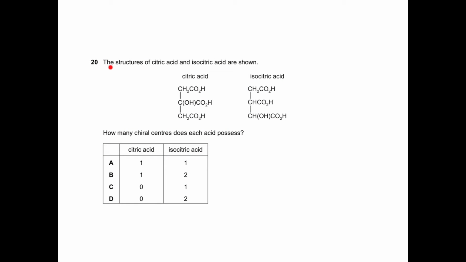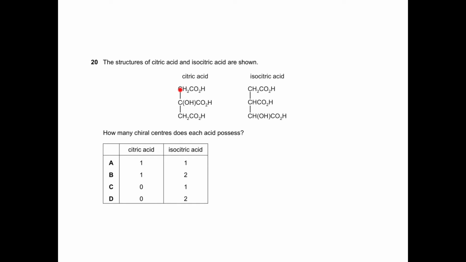Let us look at these questions. The structures of citric acid and isocitric acid are shown. So this is citric acid and this is isocitric acid. How many chiral centers does each acid possess? Okay, now let's look at citric acid first.